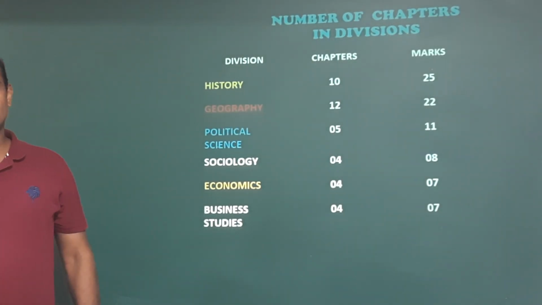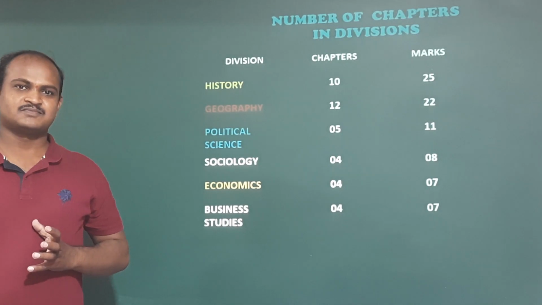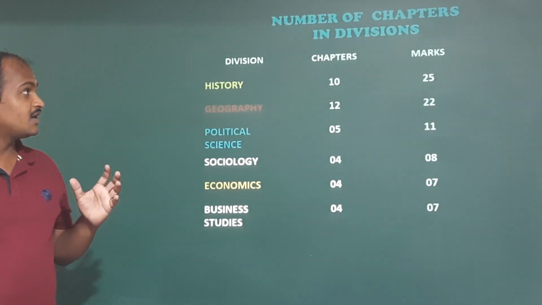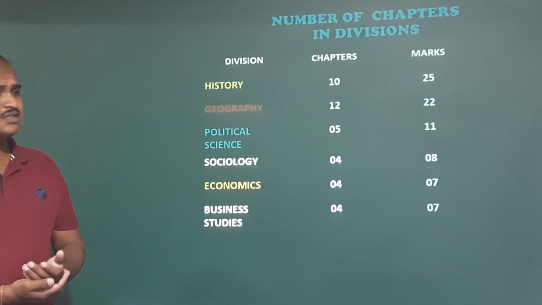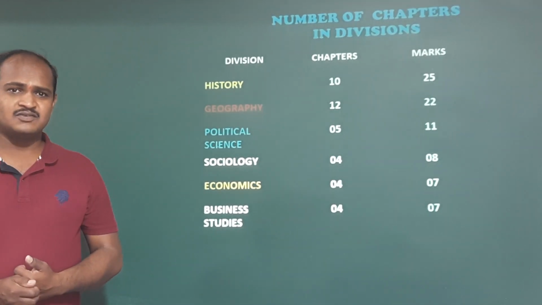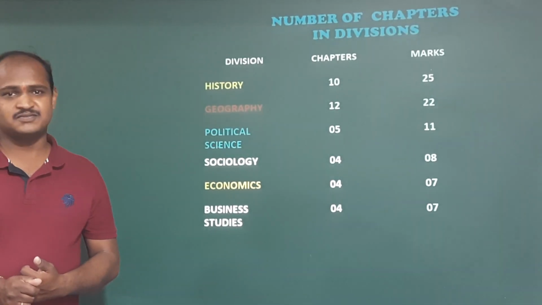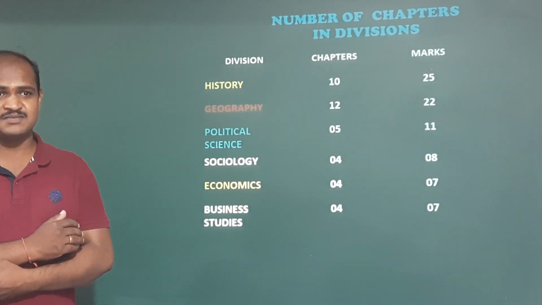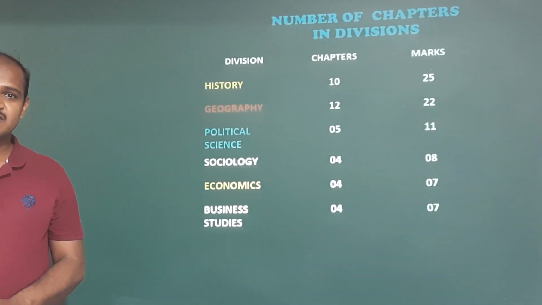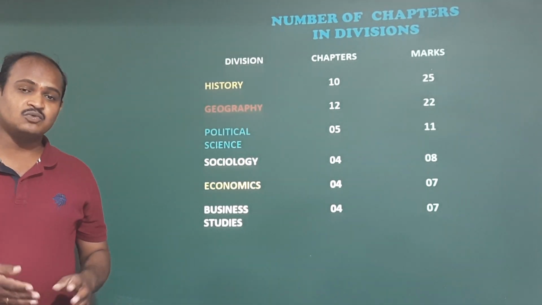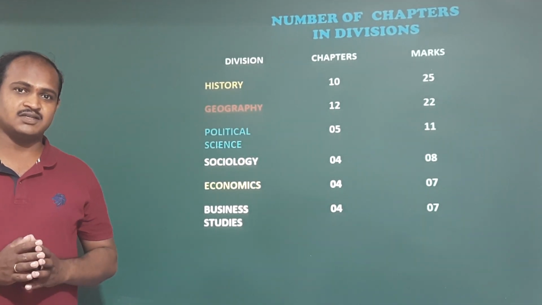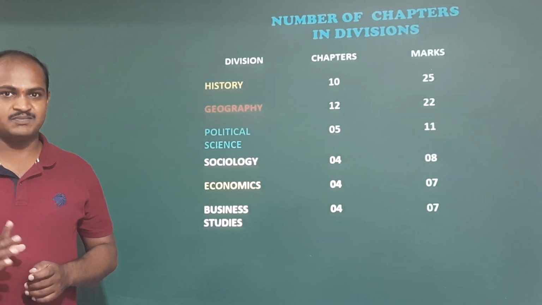Let's see the syllabus that is given. The first thing is the number of chapters in DSERT. There are 6 divisions. You already know, in the 9th standard we learned the 6 divisions, and the same in 8th class also. The first division is history, and in history, part 1 and part 2, there are 10 chapters.